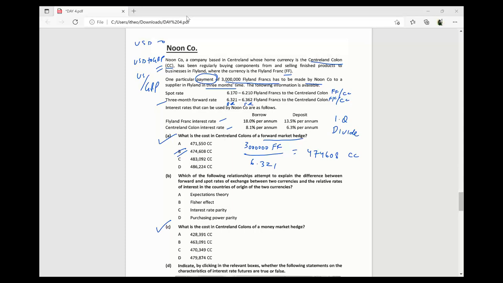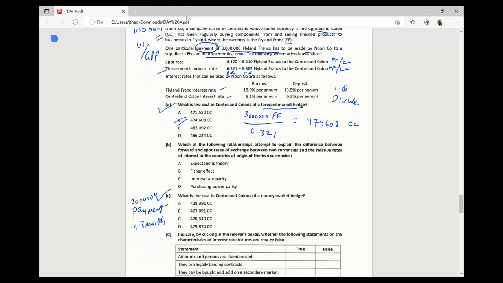Okay, now we will first do part C. What is the cost in CC of a money market hedge? Now this case is relating to a 3 million payment in 3 months. It's asking for a money market hedge. In a money market hedge, when it's a payment, it states deposit money in a foreign bank. If it was a receipt, remember, borrow from a foreign bank. It's a payment, so deposit in a foreign bank. How much do you have to pay? 3 million FF. Don't deposit the full amount. Deposit a smaller amount, X, so that when the deposit earns interest, it becomes equal to 3 million.